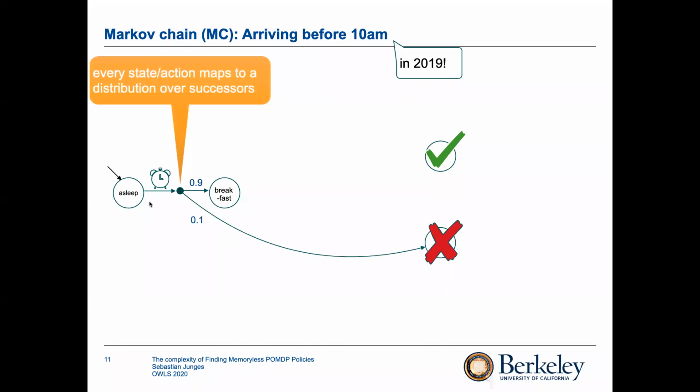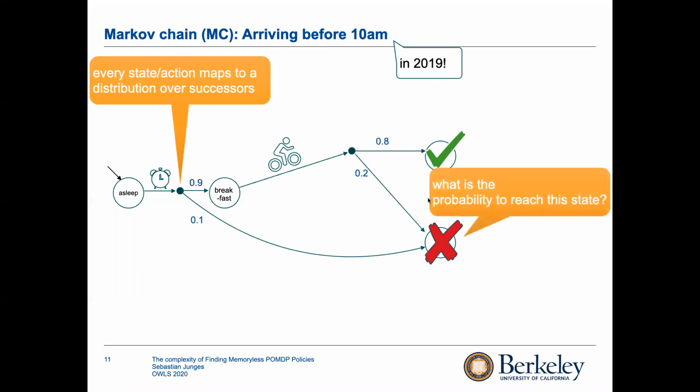And then there are events like an alarm goes off, and then there's a probability distribution over which state we will go to. So with probability 0.9, after the alarm goes off, I would go to breakfast, and with probability 0.1, I would just sleep in, and then I would definitely not make it to work at 10 a.m. And then I would take my bike, and most days that would be sufficient to make it to work in time. And the interesting question would be, what's the probability that I reach this state, for example?